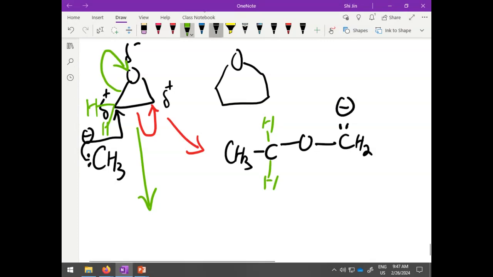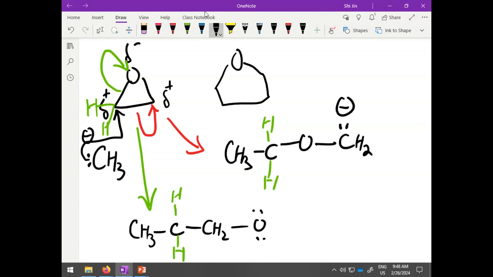I'm just using the CH3 connected to the carbon with 2 green CHs. Then you will connect to CH2, connected to this.